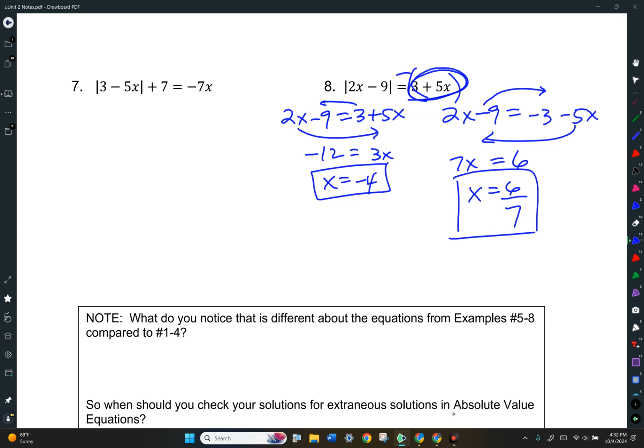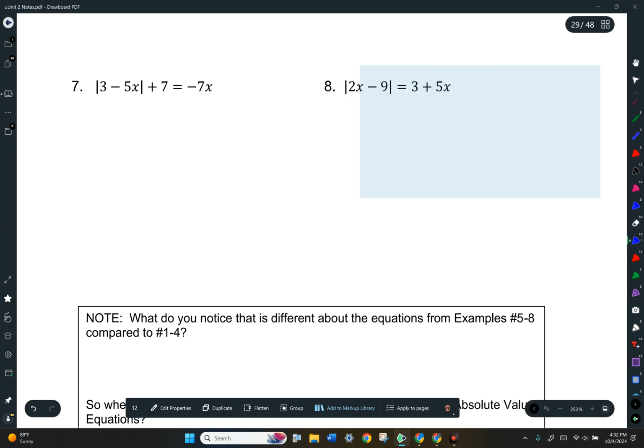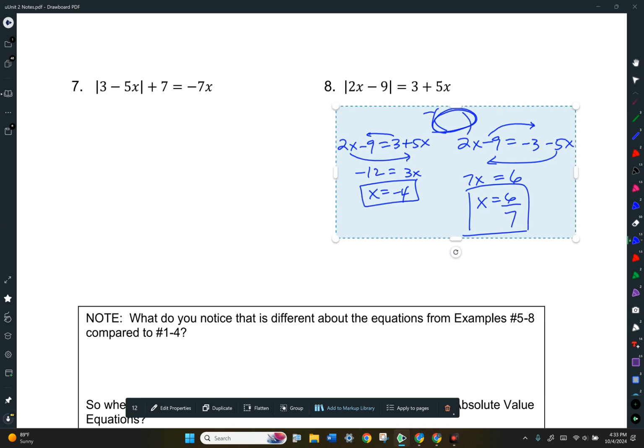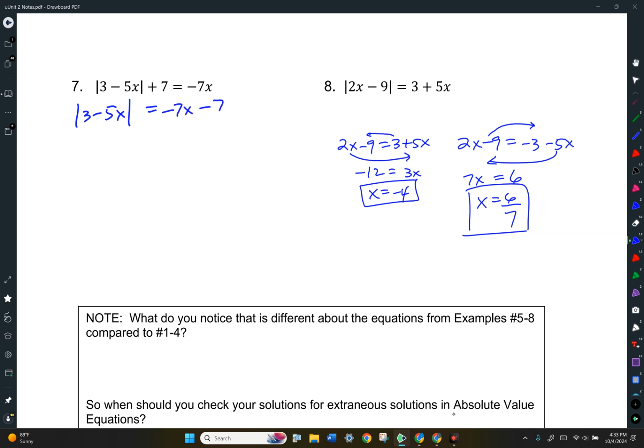Okay, you know what? I think it's probably better if we go ahead and do number 7. But I liked that we did number 8 first. So now on number 7, can I write two equations? Well, not yet. What do I have to do first before I can write my two equations? Don't I have to get the absolute value by itself? So if I'm going to get the absolute value by itself, I'm going to write absolute value of 3 minus 5x equals, I'll move that 7 over, so it's negative 7x minus 7. Okay, so write your two equations.